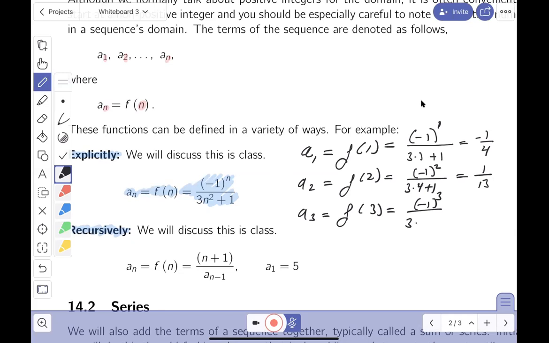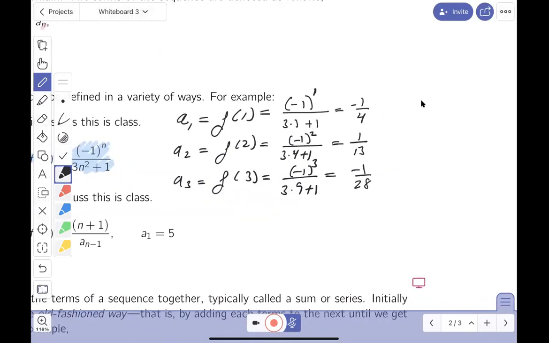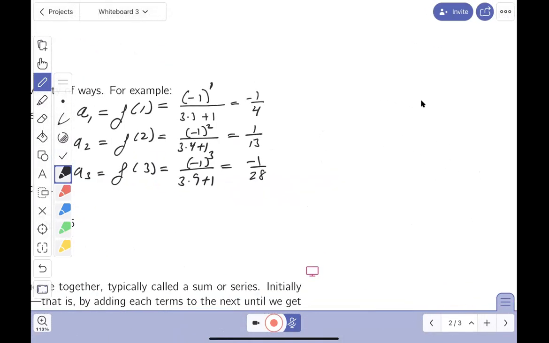Let's see, 3 squared is 9, plus 1. Well, the top number is minus 1. Well, what about this sequence, by the way? It kind of alternates. It starts at -1, then goes to 1, -1. It's the bottom that causes trouble for a lot of students, though. 3 times 9 is 27. 27 plus 1 is 28. All right? If I were to write that sequence down, you could write it as a listing: -1/4, 1/13, -1/28, and so on. We can compute more terms, and we'll do that when we get to examples.